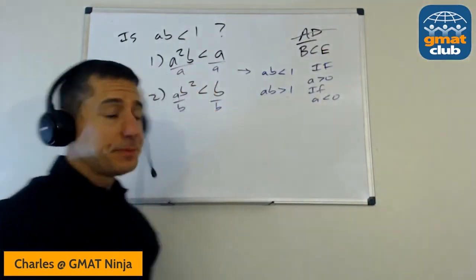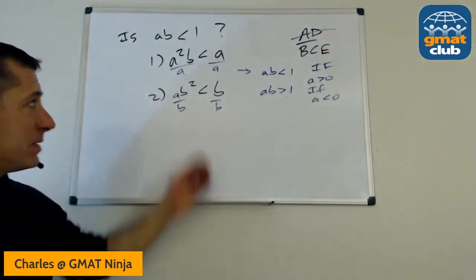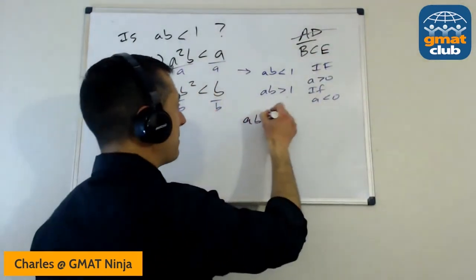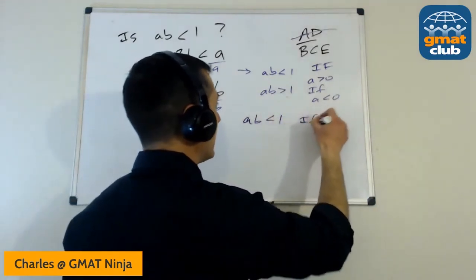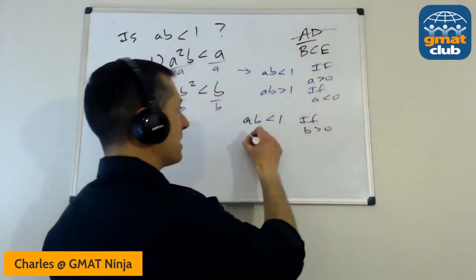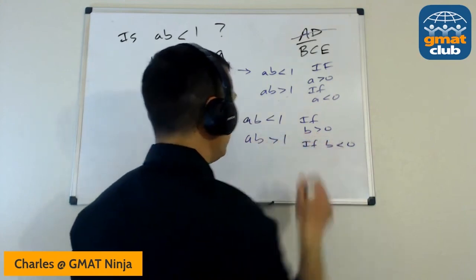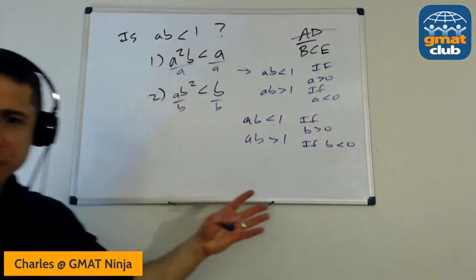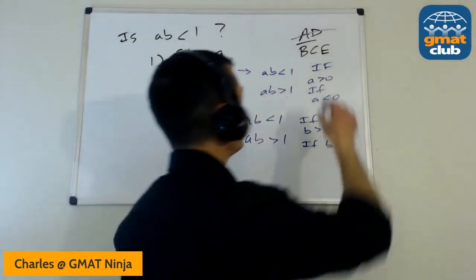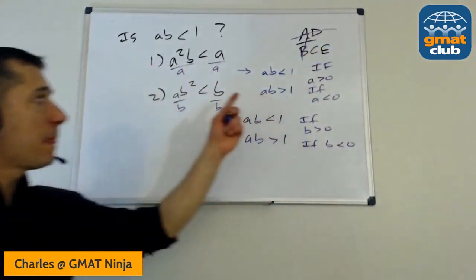So statement 1 is out. Same exact thing on statement 2: divide by B. Yes, I can get AB is less than 1 again, but that's if B is positive. And the same thing again, it goes the other way if B is negative. So very symmetrical so far, for better or worse. So it's not B either.